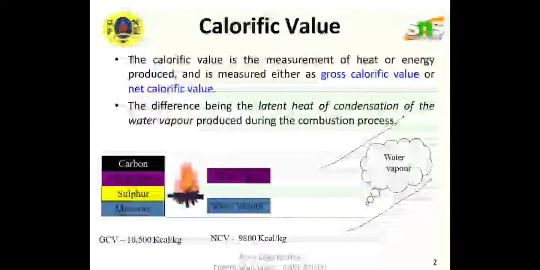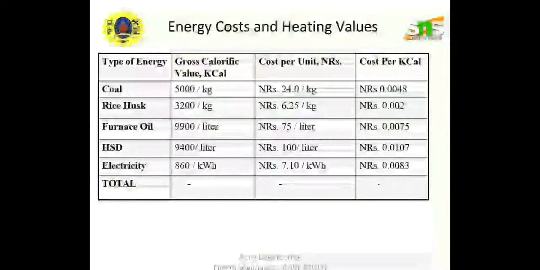Calorific value. Calorific value is the measurement of heat or energy produced and is measured either as gross calorific value or net calorific value. The difference is the latent heat of condensation of the water vapor produced during the combustion process. Energy costs and heating values. These are the values and types of energy, the gross calorific value, cost per unit, and cost per kcal given in this diagram.